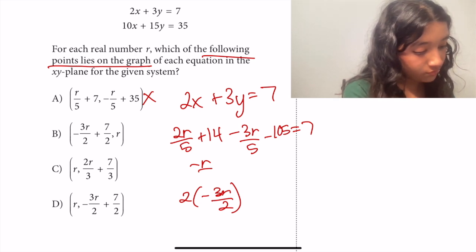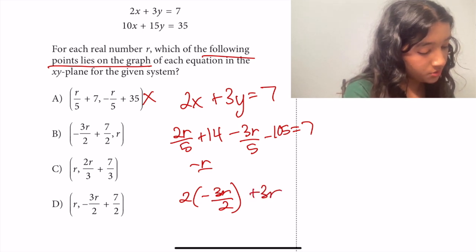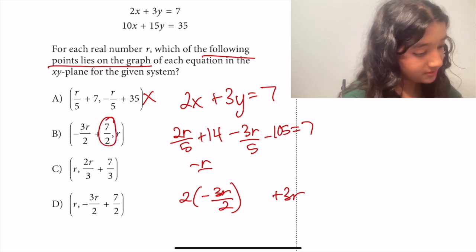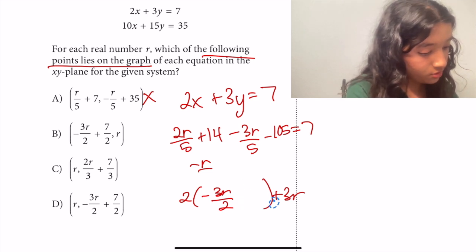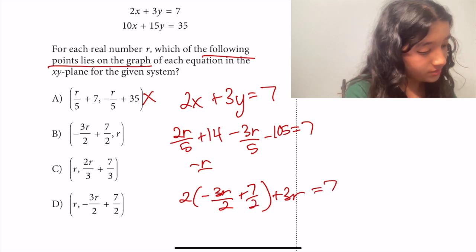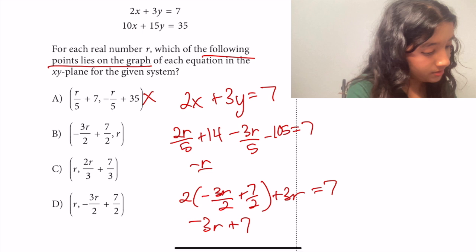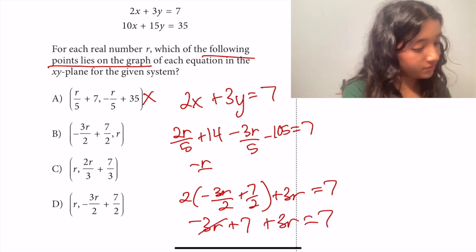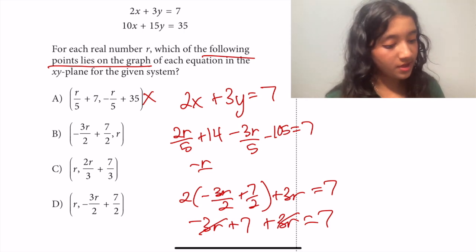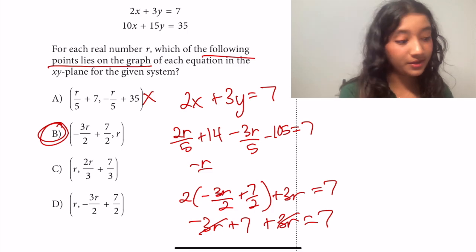So 2 times negative 3r over 2 plus 3 times r. Okay, so we know that the r's would cancel out. Now let's keep in mind the original plus 7/2. So 2 times negative 3r over 2 plus 7/2 plus 3r is equal to 7. So that's negative 3r plus 7 plus 3r is equal to 7. So the negative 3r and the 3r cancel out. And then we get 7 equals 7, which is always true. So that means our answer is choice B.